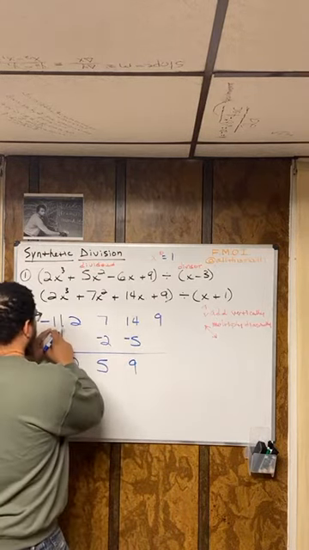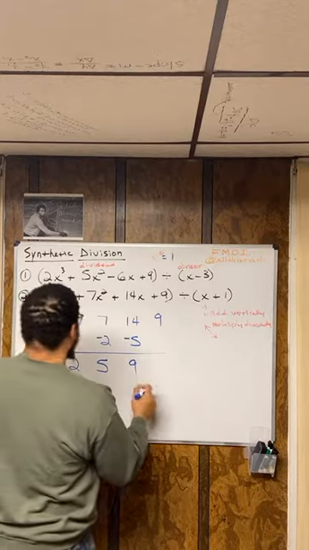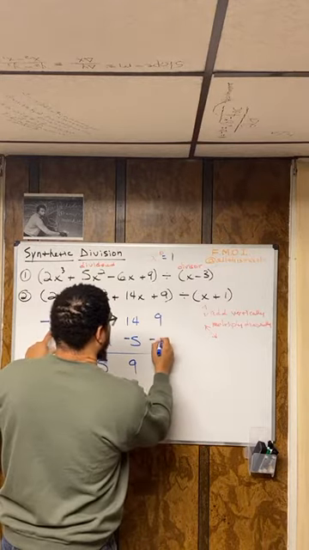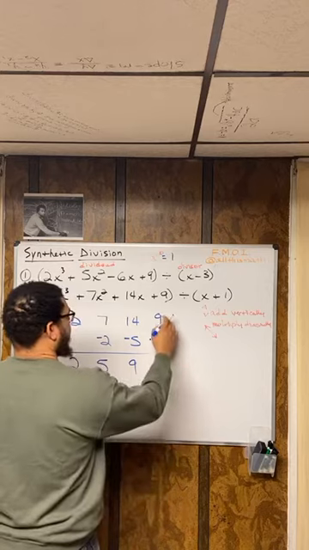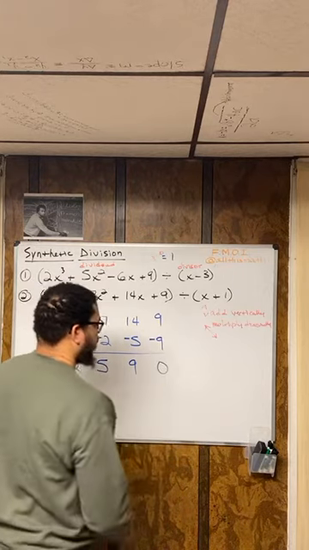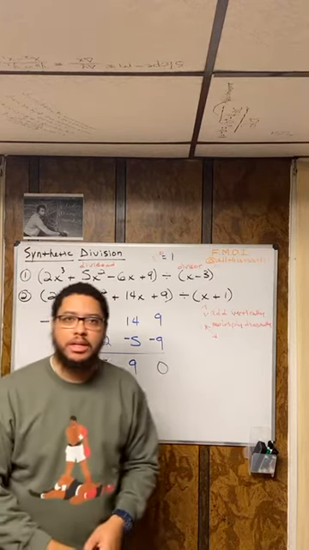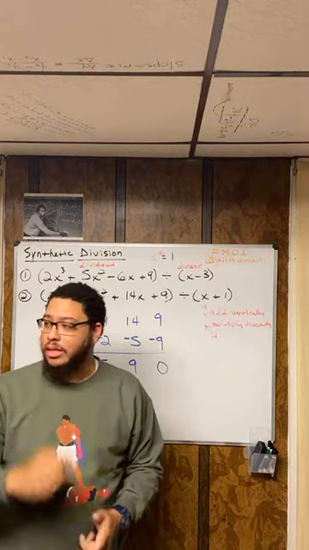Then I do my multiplication. I got negative 1 times 9, which is negative 9. That goes right here. And then 9 minus 9 is 0. So now I got a remainder. Hold on 1 second. I got to go to the door.